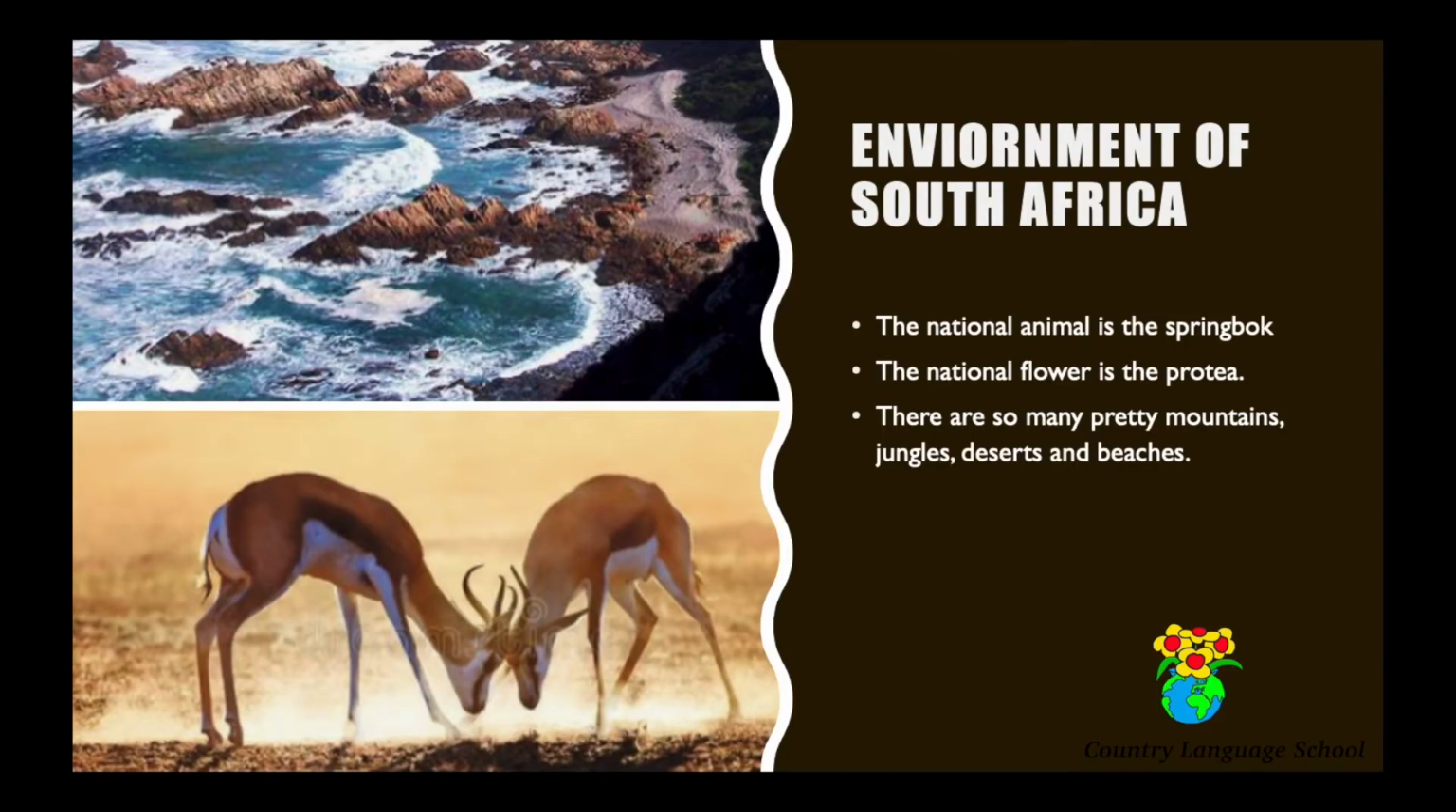Let's move on. The national animal of South Africa is the springbok. Wildlife in South Africa is abundant. There are many species of antelopes such as kudu, springbok, wildebeest, impala, and gemsbok. When you go on a safari, you can see many other South African animals like lions, elephants, giraffes, and monkeys.